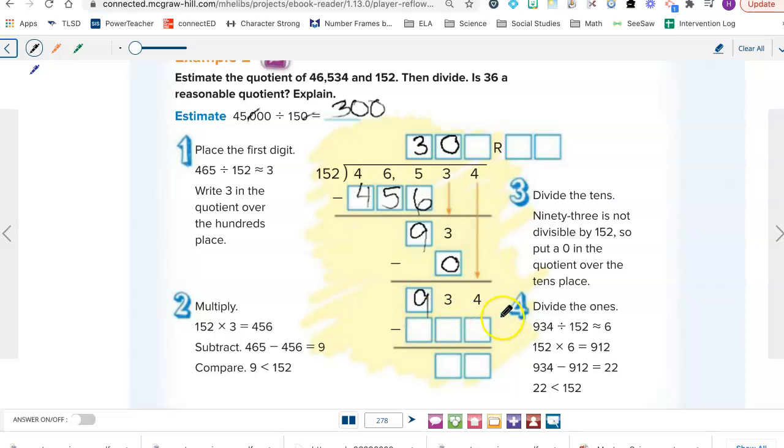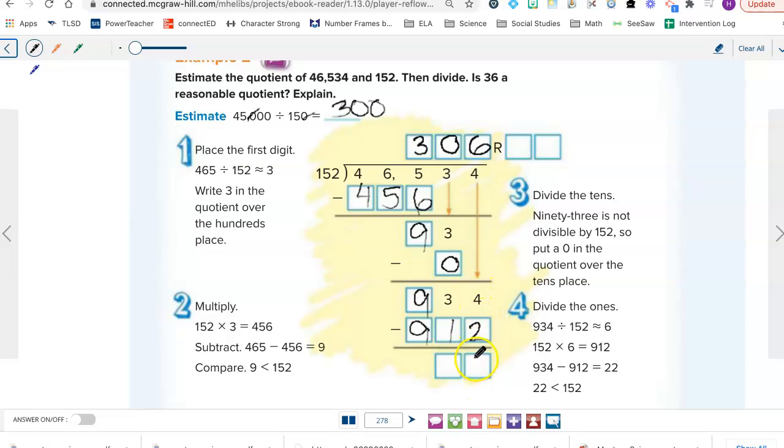152 into 934. So again, I always think it's easier to make a multiples table because then I can just look at my table and see how many times it can go in, or we can estimate. Again, if this is close to 15, 15 can go into 75, 15 can go into 45, 60, and 75. So that's about 6 times. So we're going to put the 6 up there. 6 times 152 is 912.